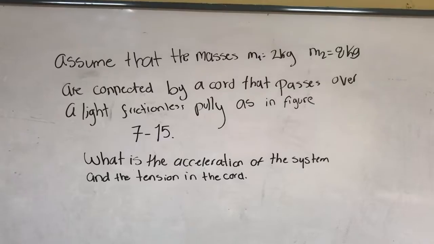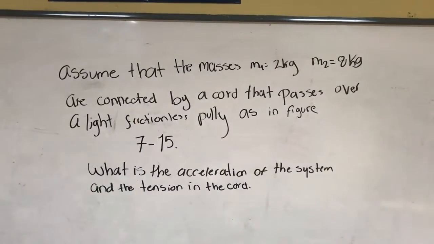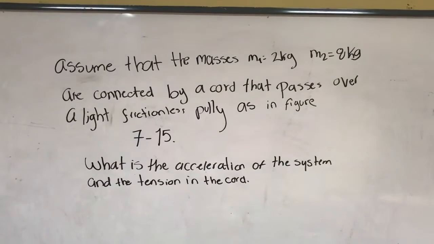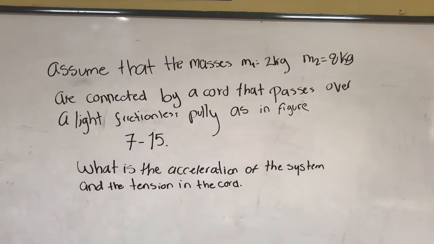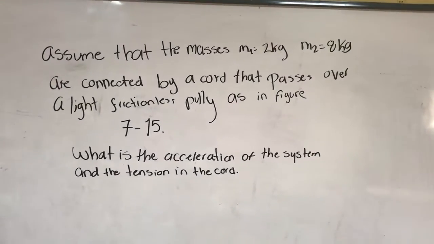Assume that the masses M1 2 kilograms and M2 8 kilograms are connected by a cord that passes over a light frictionless pulley as in figure 7.15. What is the acceleration of the system and the tension in the cord?